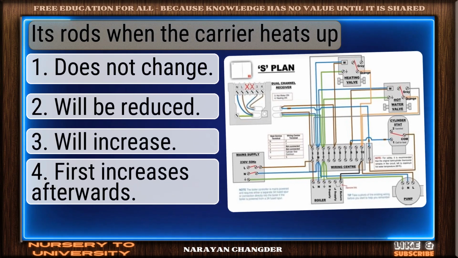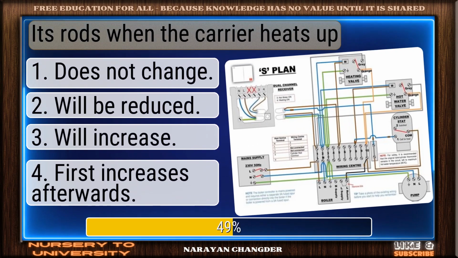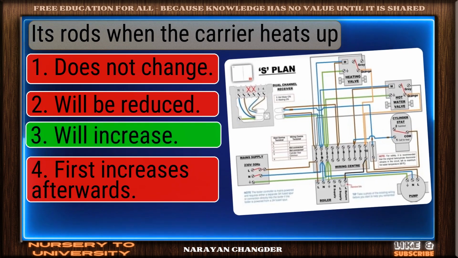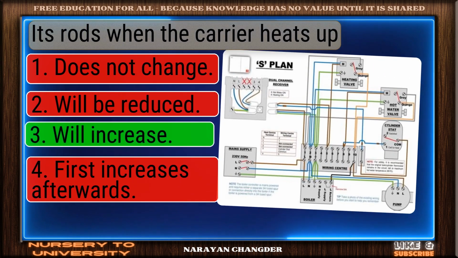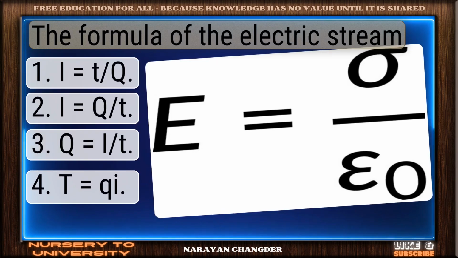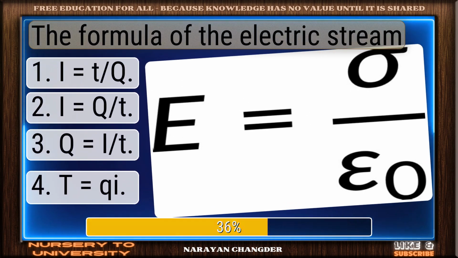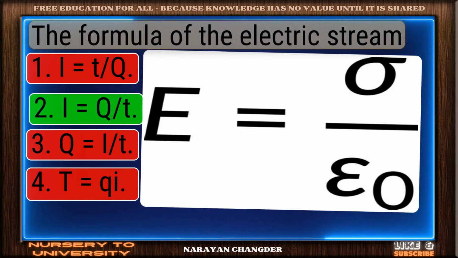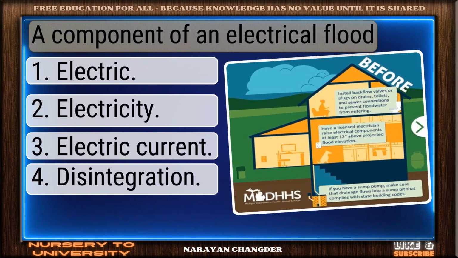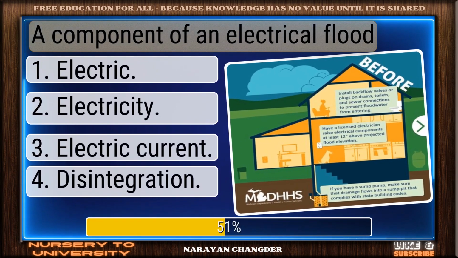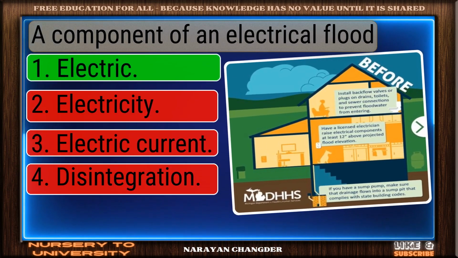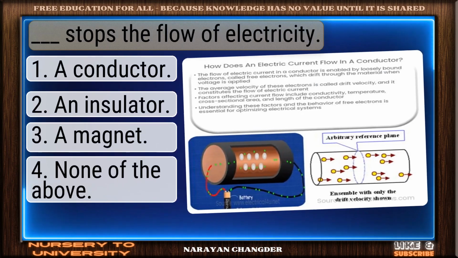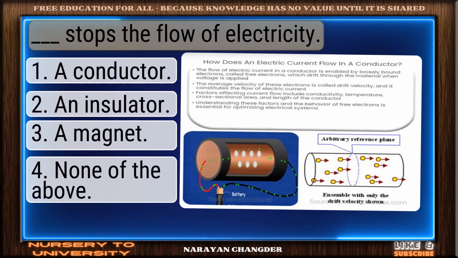Resistance of a conductor when it heats up. Clear logic. Will increase is sound. The formula of the electric current. Solid response. I equals Q over t is valid. A component of an electrical circuit. Exactly. Electric cell makes sense. Dash stops the flow of electricity.